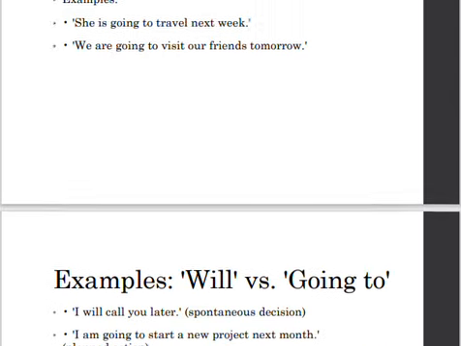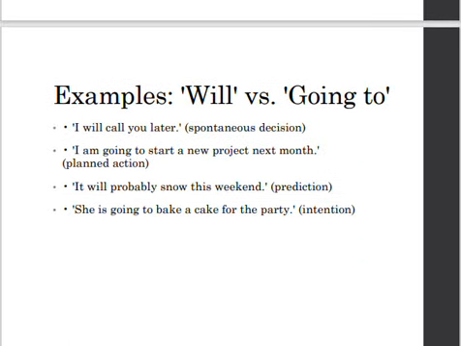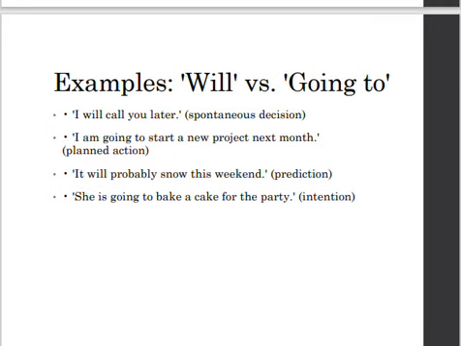Let's now look at a few more examples to see how will and going to are used in real situations. I will call you later. This is a spontaneous decision made at the moment of speaking. I am going to start a new project next month. This is a planned action that has already been decided.